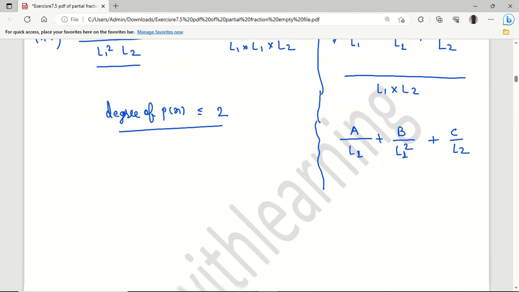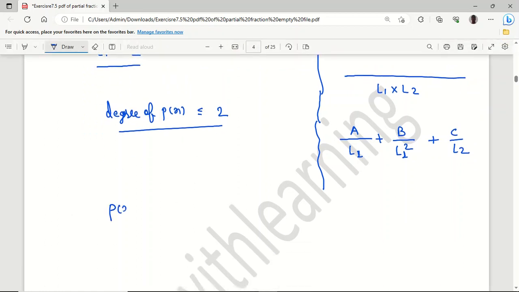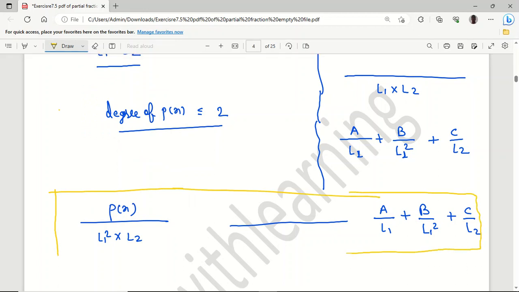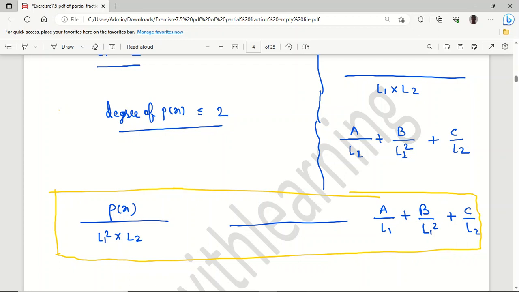So we can write px upon L1 square into L2 as a upon L1 plus b upon L1 square plus c upon L2. If you want to remember it, you can remember it like this: you start from L1, you move on to L1 square, and you know the reason why we are moving on, I have explained it here. So here I will put them into boxes. This is the third type of rational function. These are all proper rational functions.